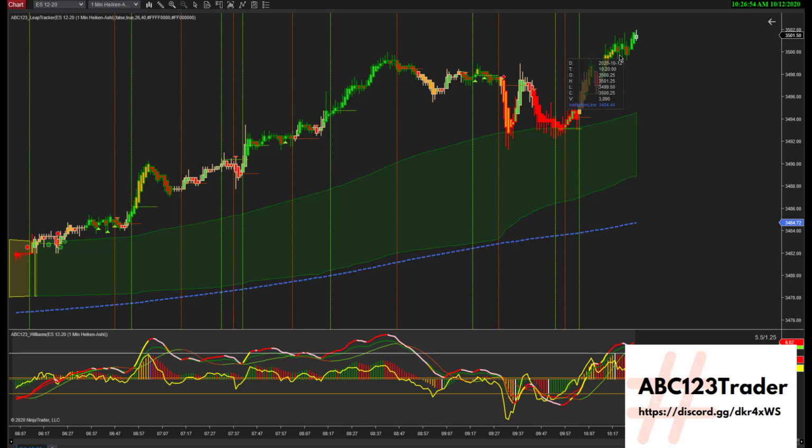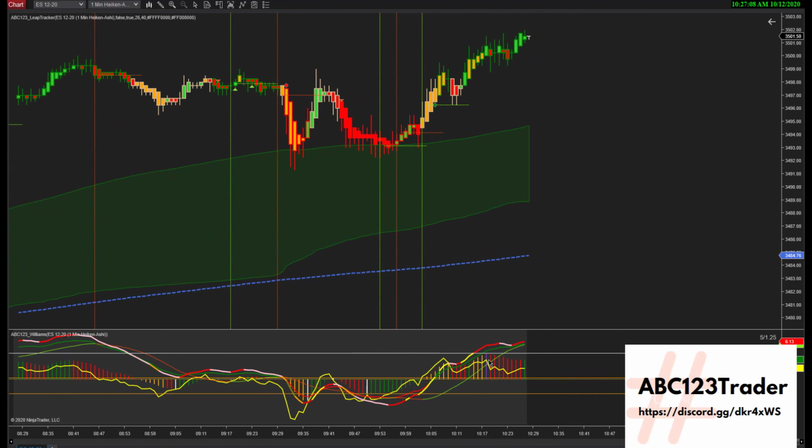1, 2, 3, 4. Okay, so now what we have to do is wait for this to peak out like this one, do our pullback, and enter again. Now the nice thing, what just happened, literally on this video, this turned purple. And what that purple represents now is perfect.